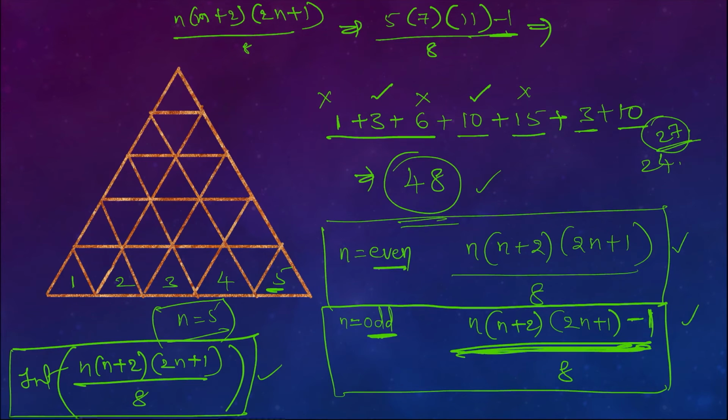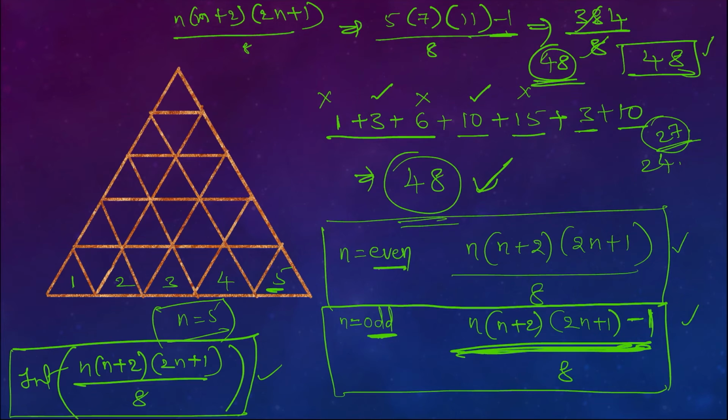So 5 into 7, 35. 35 into 11, 385. Minus 1, 384, divided by 8. So how many times? 4 times, 6 left, 64 is 8. So 48 is the answer. We got 48, the same answer. You can observe here, we have got 48. So we can use 2 tricks here.